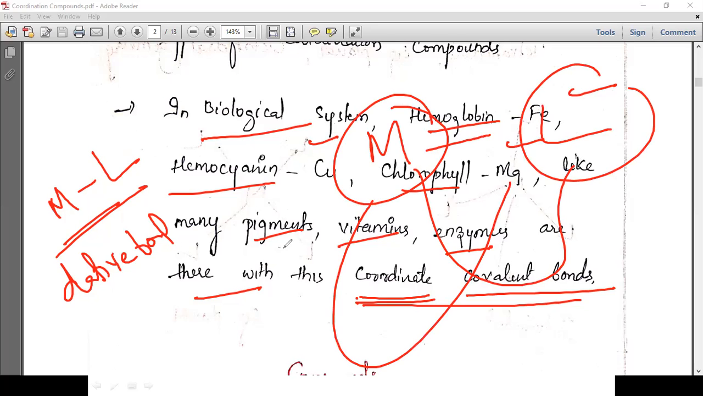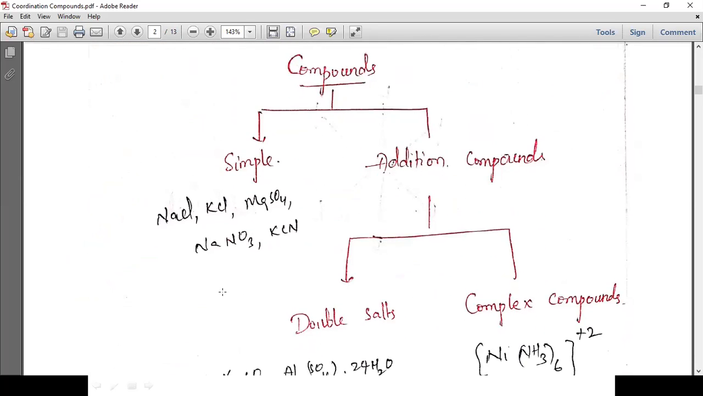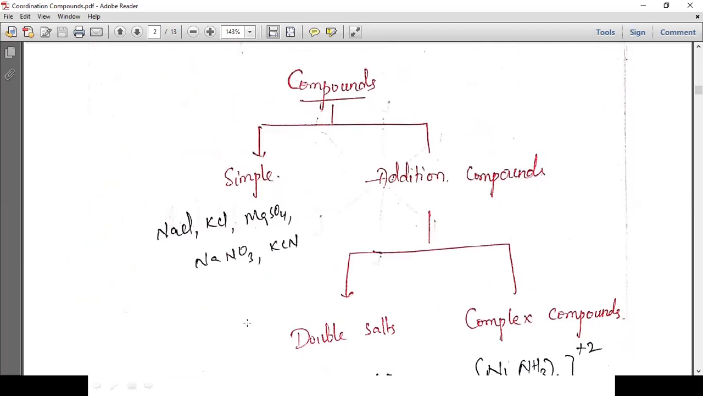So that is what we will study in this whole, complete coordination compounds chapter. Now let us start with the coordination compounds. So first, let us look at the introduction.